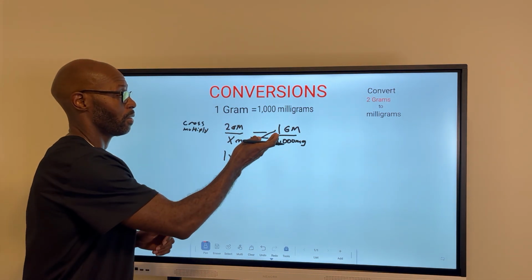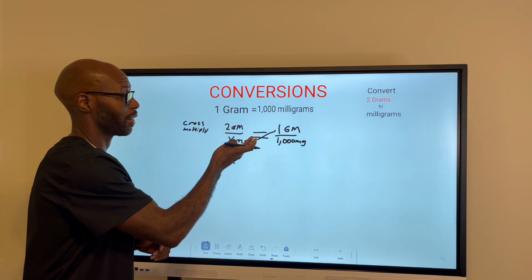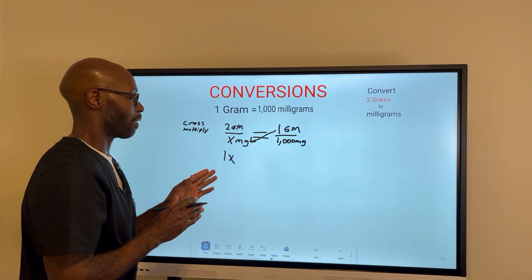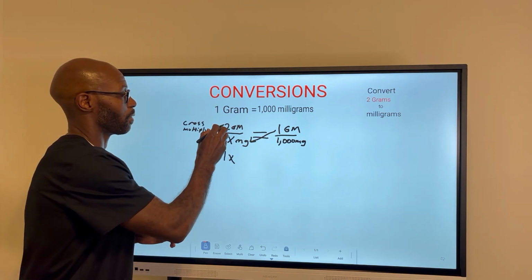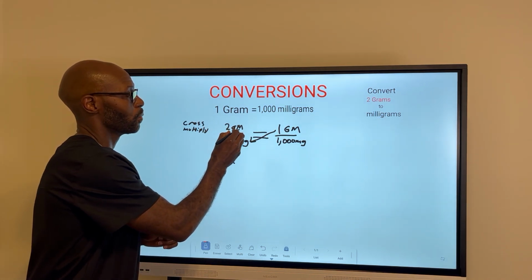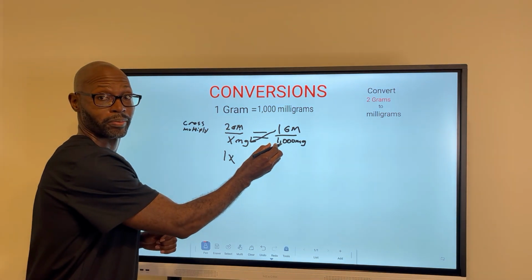All right, so as you can see, 1 gram, or 1 times x, equals 1x. So now we've done that side. Now we're going to come over to the left side and we're going to multiply 2 times 1,000.